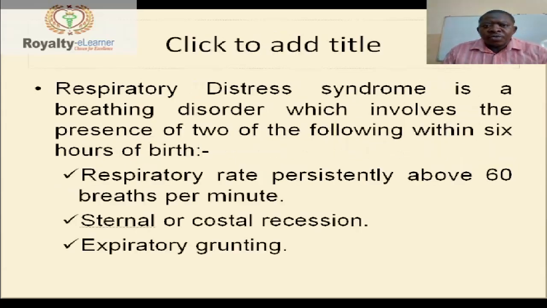So, respiratory distress syndrome is more of a breathing disorder that involves the presence of two of the following within 6 hours of birth. That is, a respiratory rate which is persistently above 60 breaths per minute, and you can also have sternal or costal recession, and there can also be expiratory grunting. So these are the three characteristic signs and symptoms that you see in RDS within 6 hours of birth. Okay, so respiratory rate above 60, sternal or costal recession, and expiratory grunting.